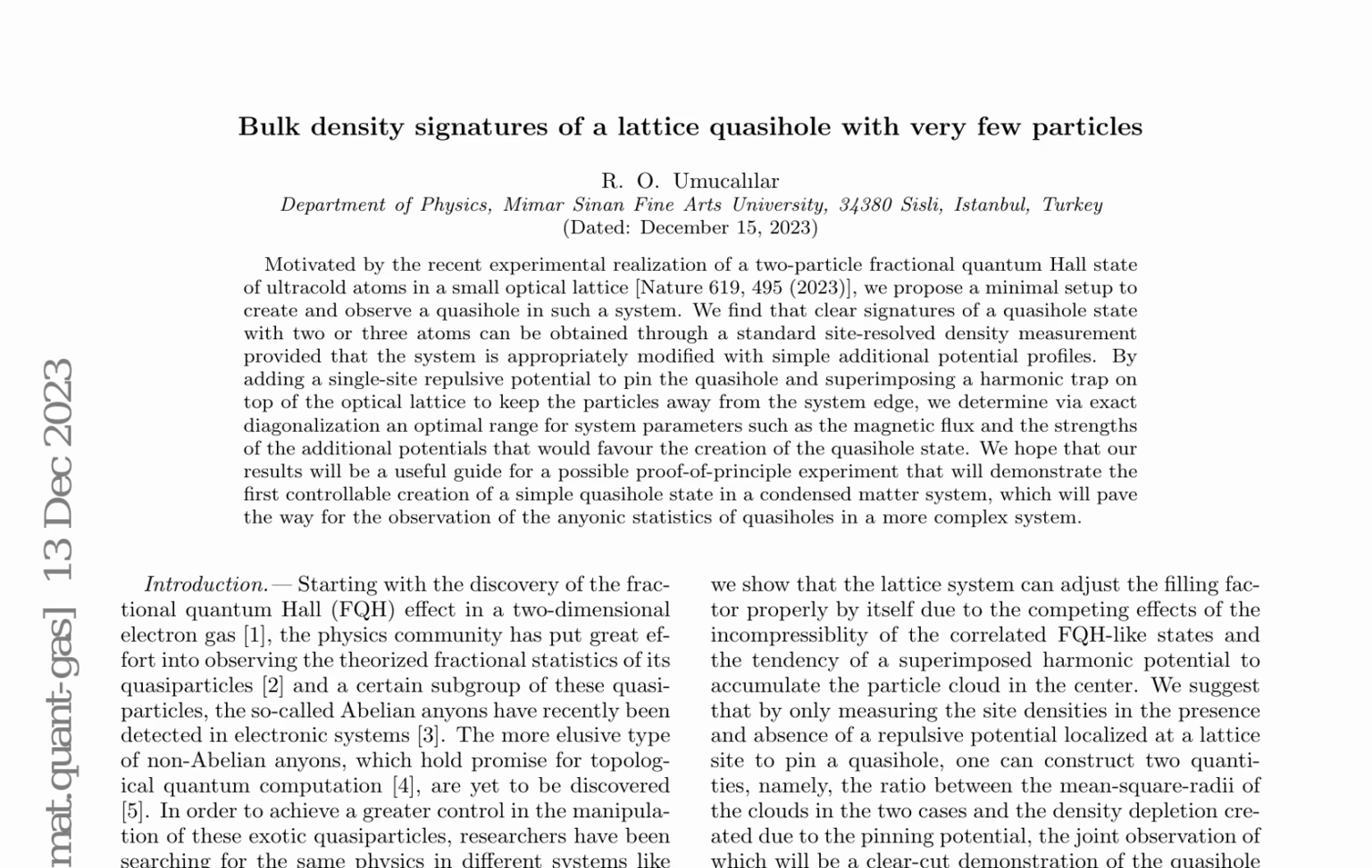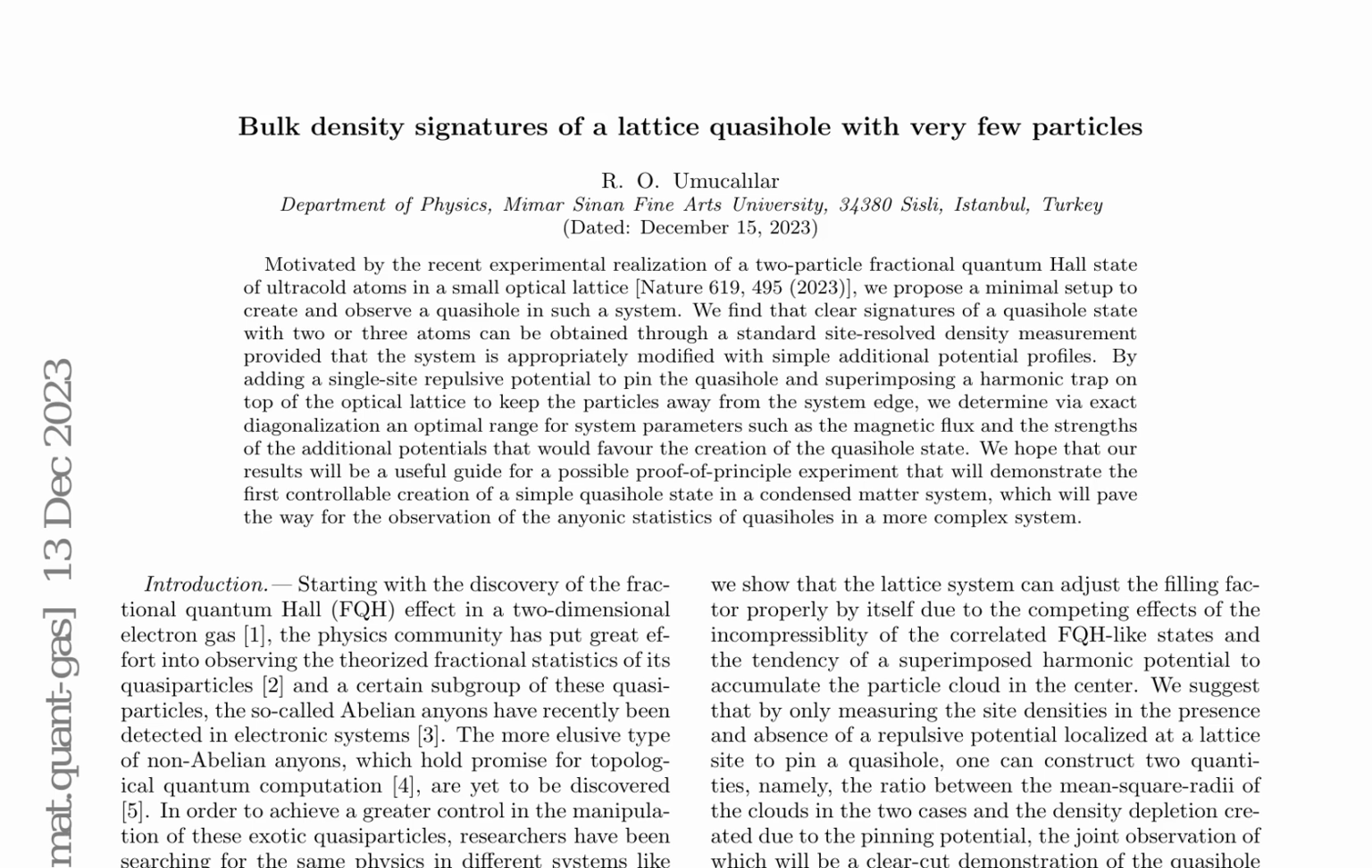The proposed research focuses on creating and observing a quasihole state in an optical lattice system using ultracold atoms. This setup aims to demonstrate the first controllable creation of a simple quasihole state in a condensed matter system, paving the way for observing anyonic statistics of quasiholes in a more complex system.